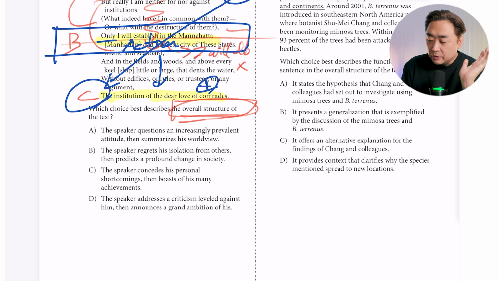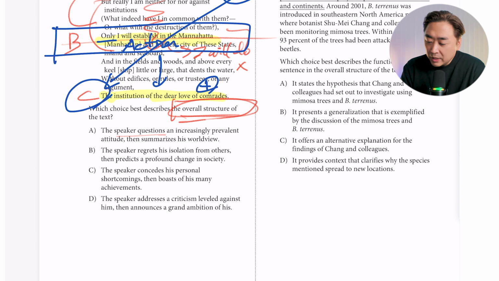So when I look at the answer choices, let's go over it. The speaker questions an increasing prevalent attitude, then summarizes his worldview. No, not really. It is questioning, but it is questioning the attack on himself, right? So the speaker is pretty upset that he is being attacked or charged of something that he didn't do.